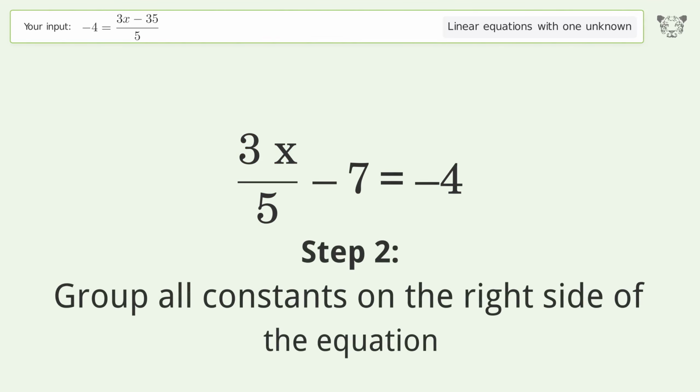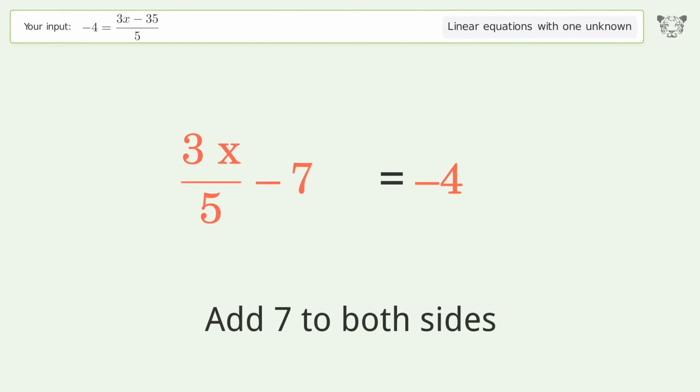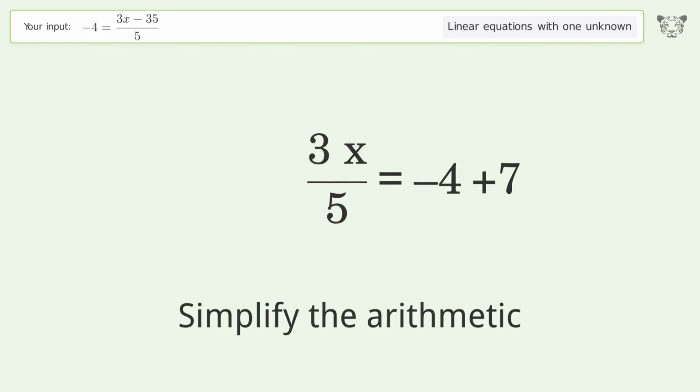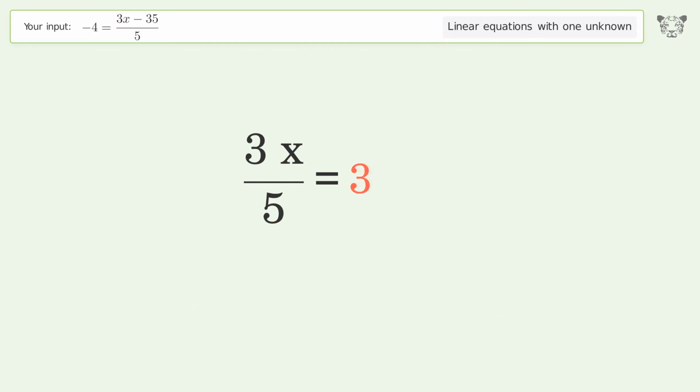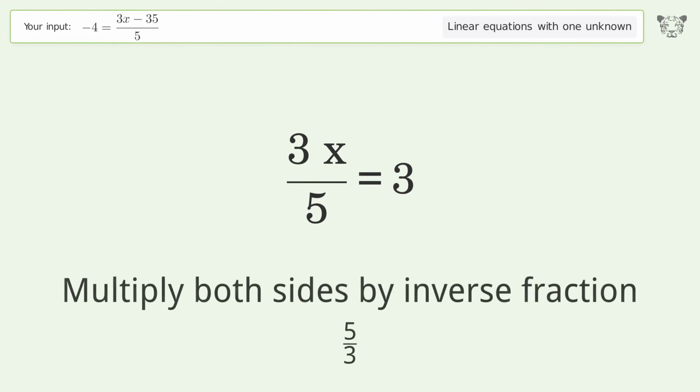Group all constants on the right side of the equation. Add 7 to both sides. Simplify the arithmetic. Isolate the x. Multiply both sides by inverse fraction 5/3.